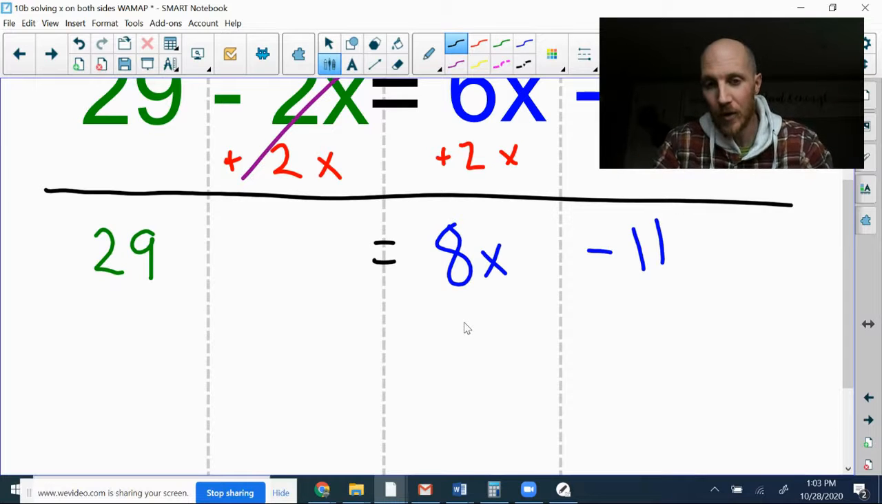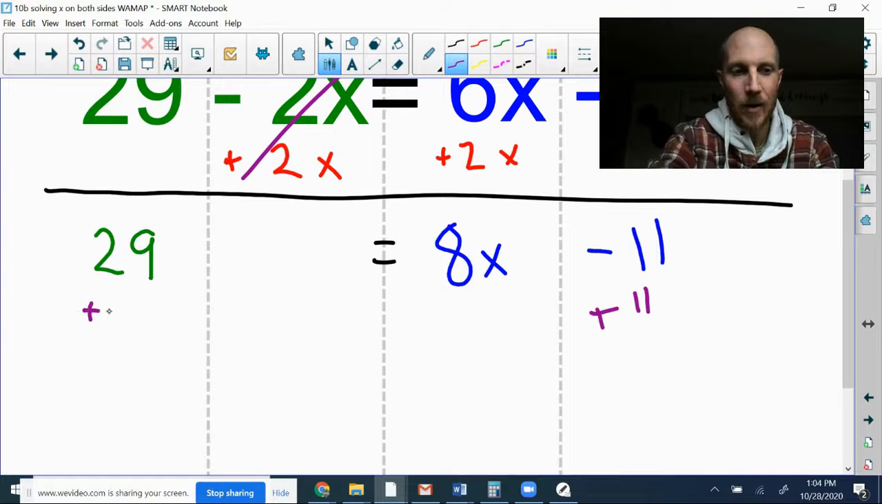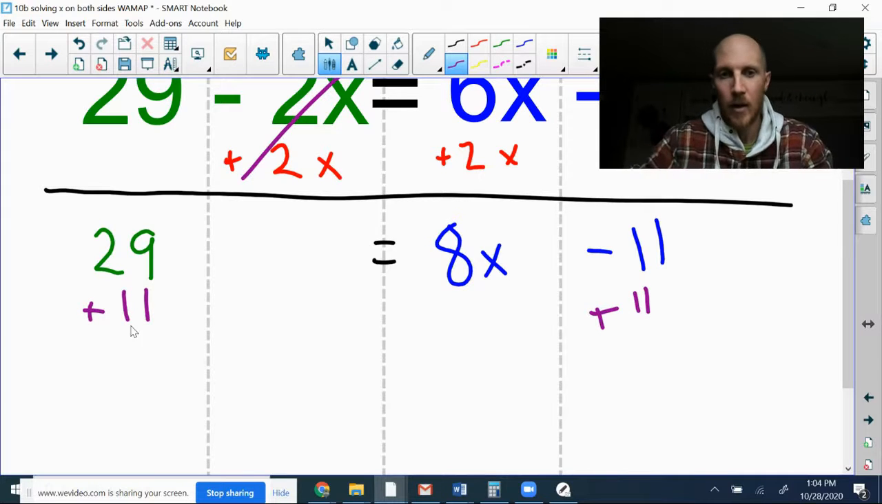Since I chose to move the x's to the right-hand side, or the blue side, I'm going to work next to get rid of all the other numbers from the blue side, so only x is left. And that means I'm going to get rid of the constants. So if I had minus 11, or negative 11, the opposite of that would be to add 11 on both sides.